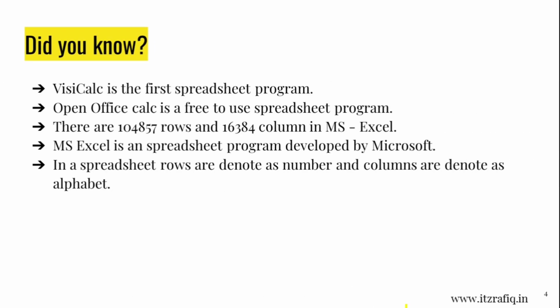Some facts about spreadsheet programs. VisiCalc is the first spreadsheet program. OpenOffice Calc is a free-to-use spreadsheet program. There are 1048576 rows and 16384 columns in MS Excel. MS Excel is a spreadsheet program developed by Microsoft. In a spreadsheet, rows are denoted as numbers such as 1, 2, 3, 4 and so on, and columns are denoted as alphabets such as A, B, C till XFD.